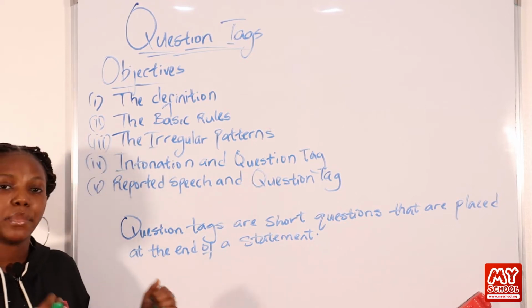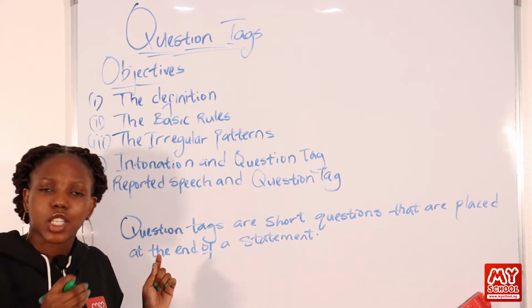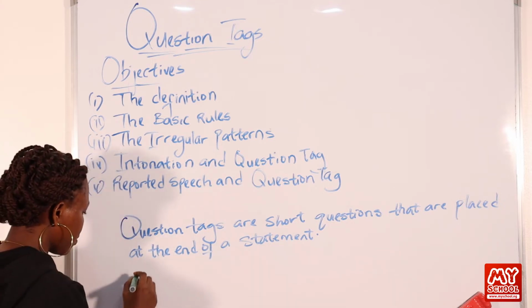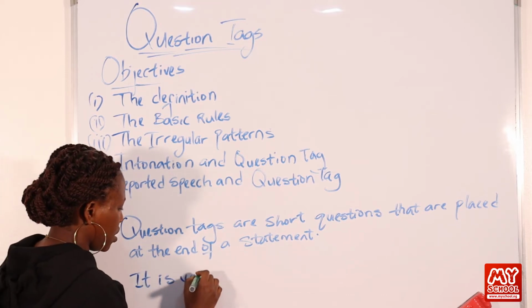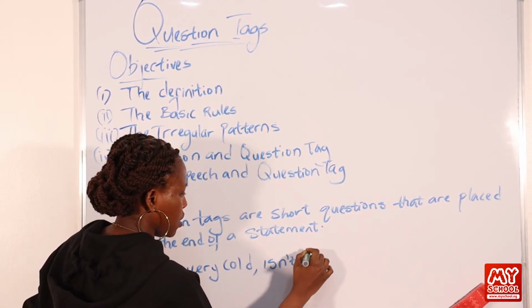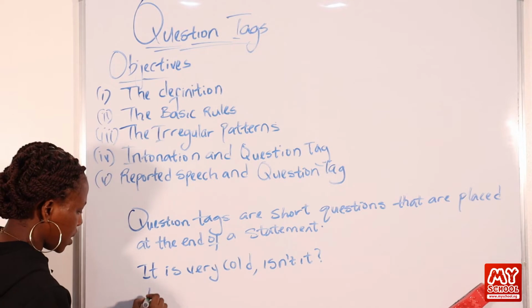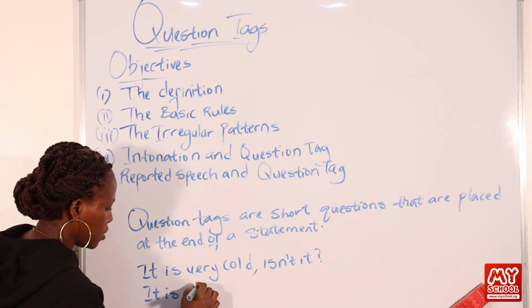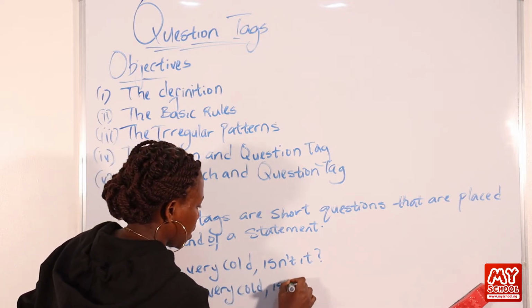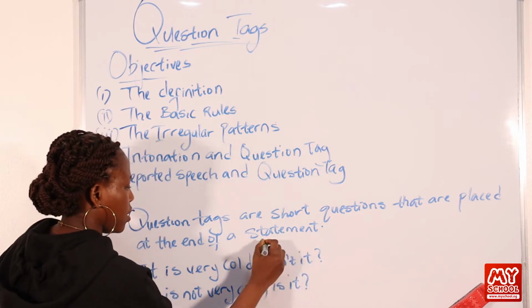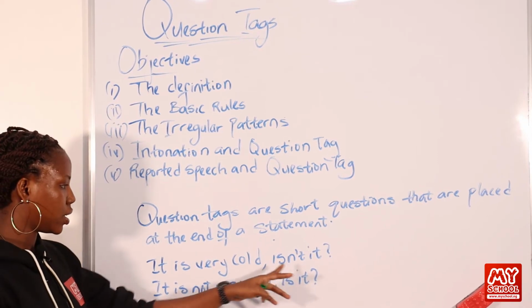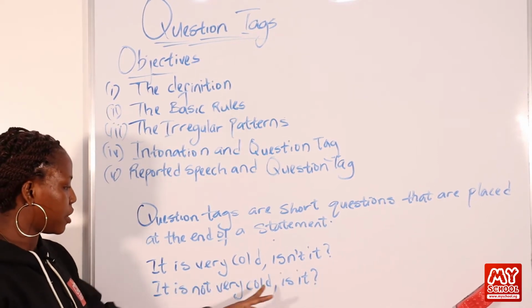They are short questions, mini questions. And what is its position? It's placed at the end of a statement. Now let's take a look at this example. It is very cold, isn't it? It is not very cold, is it? Now let's take a look at these two examples. The first example, it is very cold, isn't it? It is not very cold, is it?